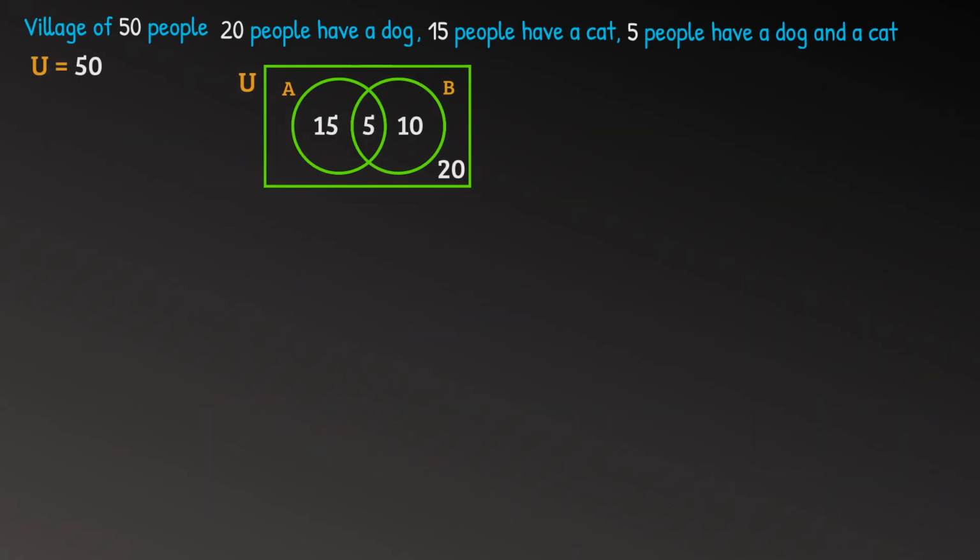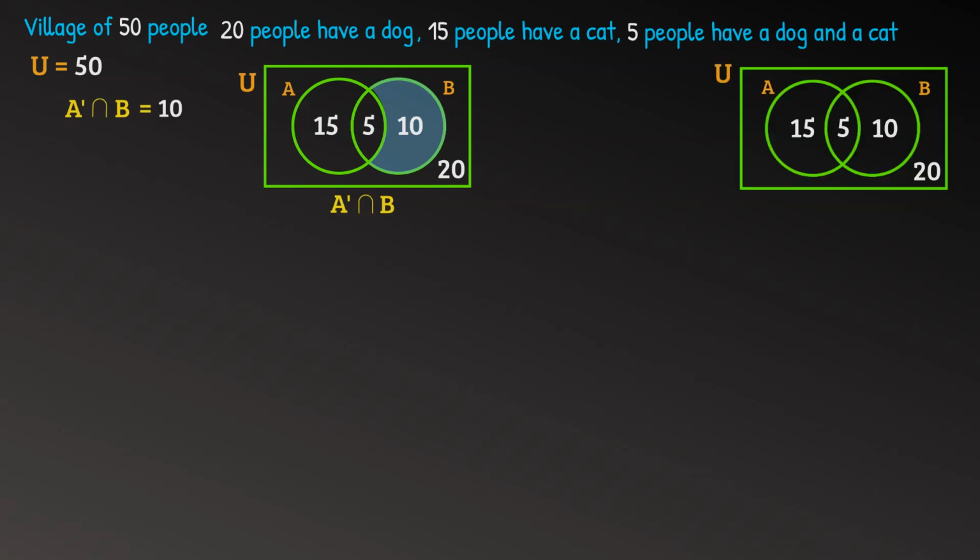Now, if we wanted to find the number of people that only have a cat, so they have no dogs, that would be this shaded area here, and we call it A complement intersect B. So we know that A complement intersect B is equal to 10. And likewise, A intersect B complement is this shaded area because it has to be inside A but outside of B, and it represents everybody who has only a dog and no cat. And we know from the diagram that that's equal to 15.